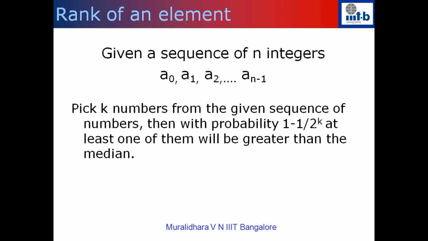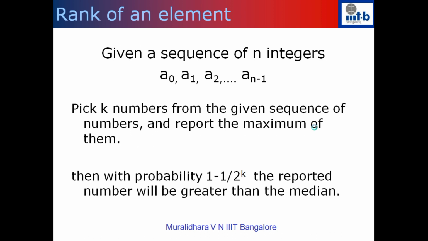I repeat, if I pick one number uniformly at random, the probability that it is smaller than the median is 1 by 2. If I pick k numbers, the probability that all of them are smaller than the median is 1 by 2 to the power k, which also means that if I pick k numbers, then the probability that at least one of them will be greater than the median is exactly equal to 1 minus 1 by 2 to the power k. So the algorithm is simple.